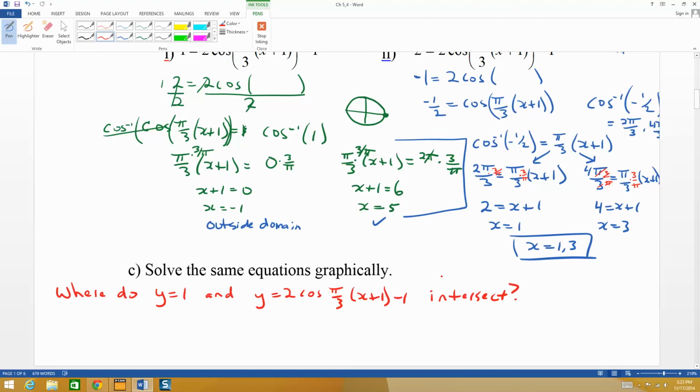You might get a question, the provincial exam likes to ask these explain questions, where they'll say, explain how to solve this graphically. And what you would say, in English words, is: graph y is equal to 1, and graph y is equal to cos(pi/3 x + 1) - 1, and the solution is where they intersect. So you just say that in plain English.